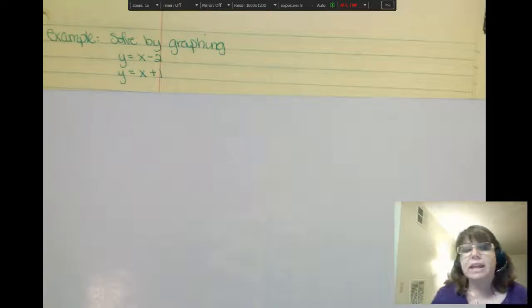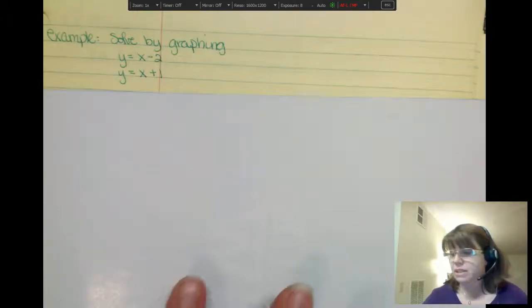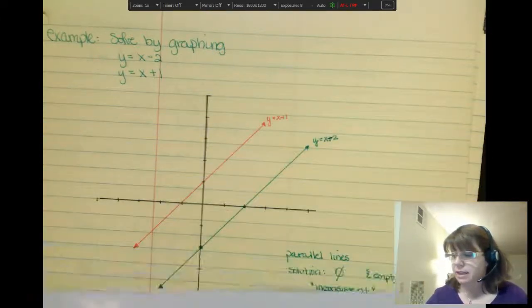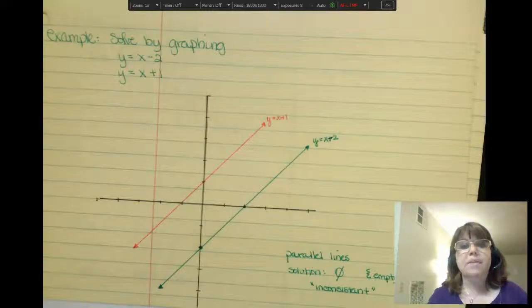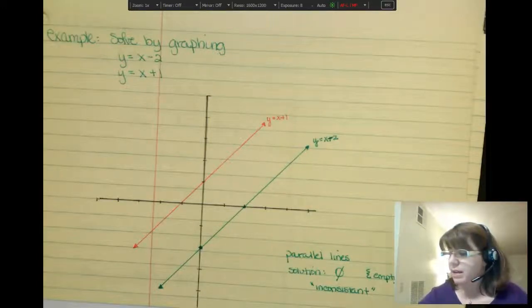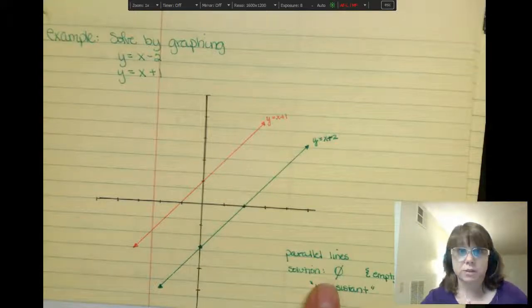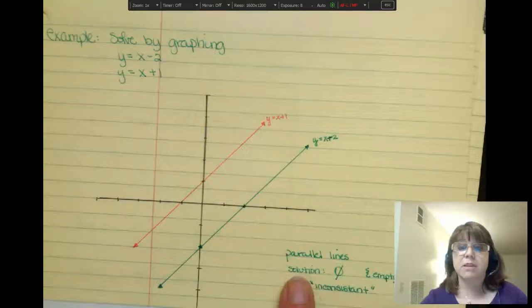So let's go ahead and solve this system by graphing. We have y equals x minus 2, and we have y equals x plus 1. When I graph both of these lines, they are actually parallel lines. They will never cross. And because of that, they're inconsistent and there is no solution. It's an empty set solution. So you can either say no solution or empty set because they're parallel lines.